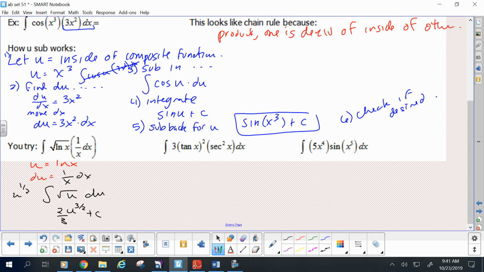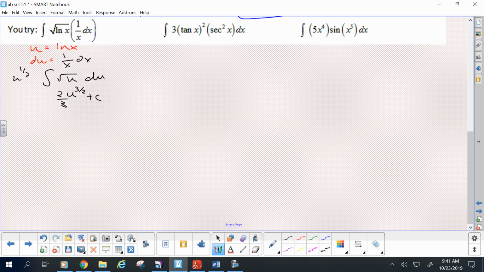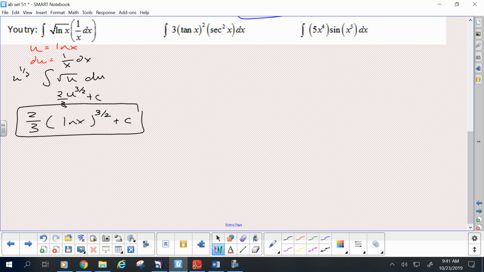Do you all agree? Okay. And then last but not least, sub back. 2/3 of what to the 3/2? Log of x to the 3/2. How'd you do? Okay. Try the next one.